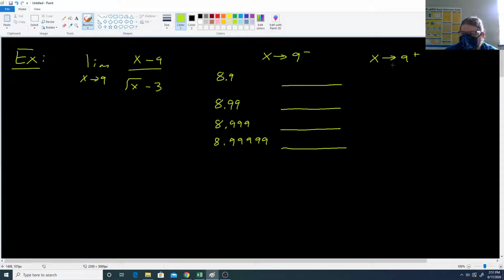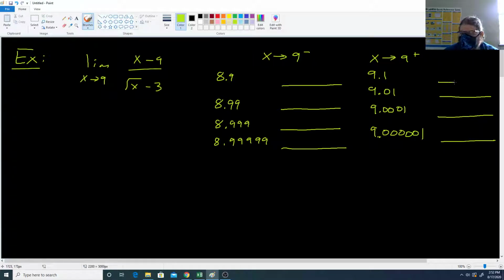Then over here, when we approach 9 from the right, we'll look at 9.1, and then we'll look at 9.01, 9.001, and then 9 point, lots of zeros, and then a 1. And we'll keep track of what the function value is returning in those situations.